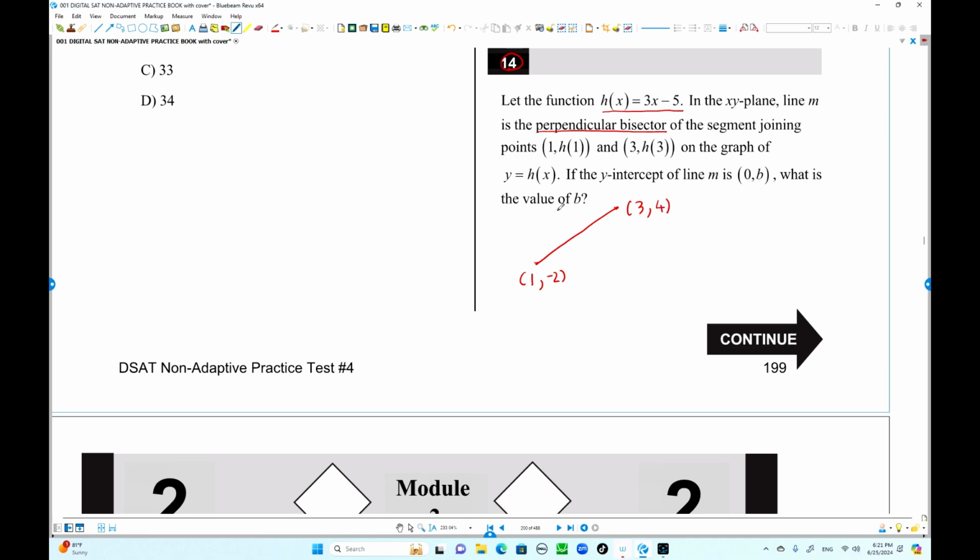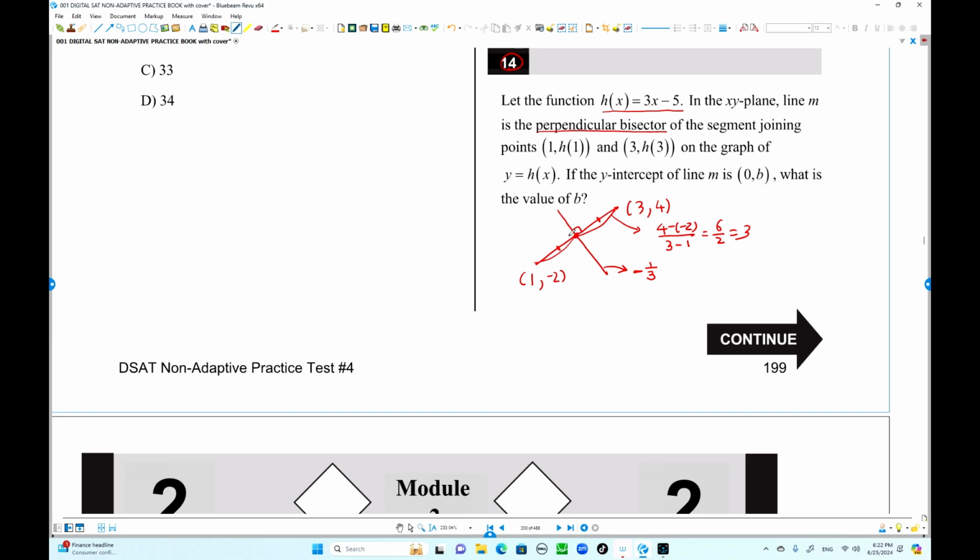Yeah, this is a perpendicular bisector. These two line segments must be equal distance. Okay. So first of all, we need to find the slope of this line. What is the slope of this line? y2 minus y1 over x2 minus x1, 6 over 2 equals 3. So this perpendicular slope should be the negative reciprocal, negative 1/3.